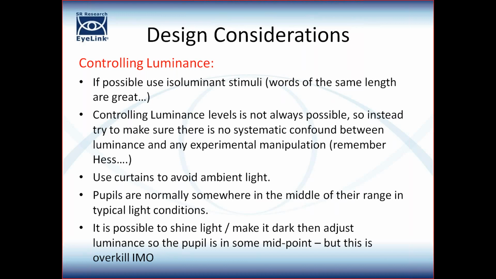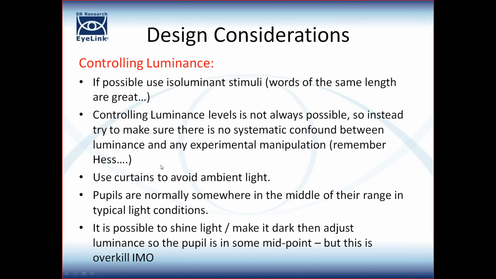So there are various things you can do. One is to try and use isoluminant stimuli. For example, words are great stimuli, especially if they're of the same length, because they're generally going to be isoluminant. Now clearly this is not a strategy that's going to work for many types of tasks. Maybe if you're looking at face processing, you can make sure that all of your faces are broadly the same luminance levels, and you can control this in software. For example, you can retint or rescale images using various image processing software.